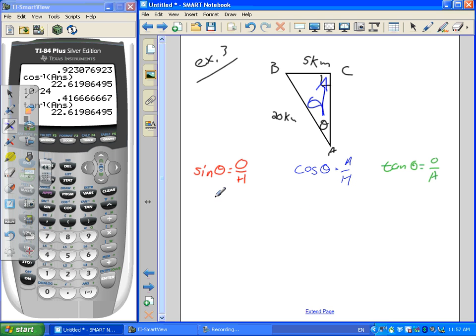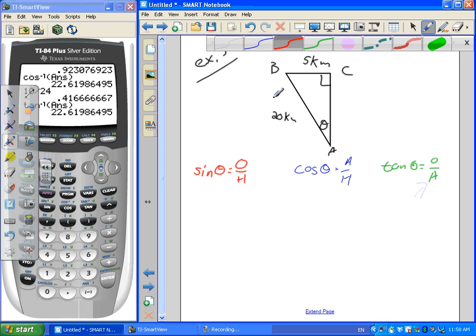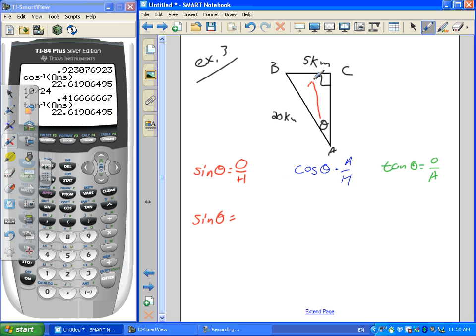Which of the three ratios has opposite and hypotenuse? Sine, okay? So that is the ratio we'll be using to solve this. I don't have enough information because I don't have an adjacent measurement, so I can't use the other two ratios. So we're going to use our sine. Sine theta is equal to opposite, which is 5 kilometers, over hypotenuse, which is 20.